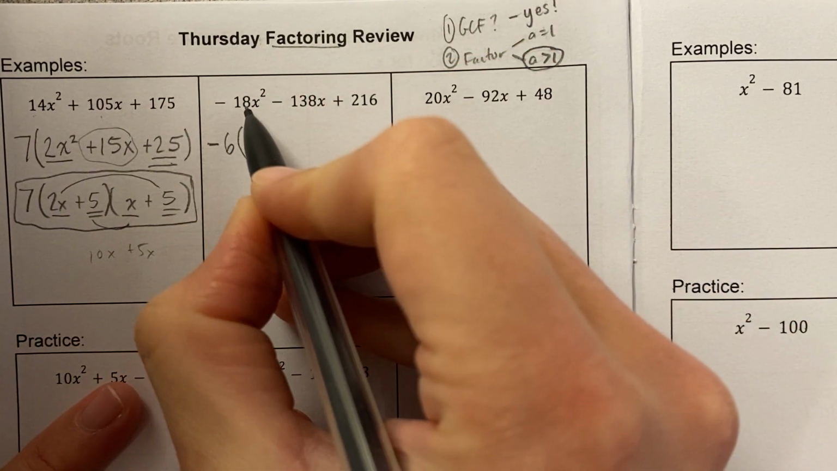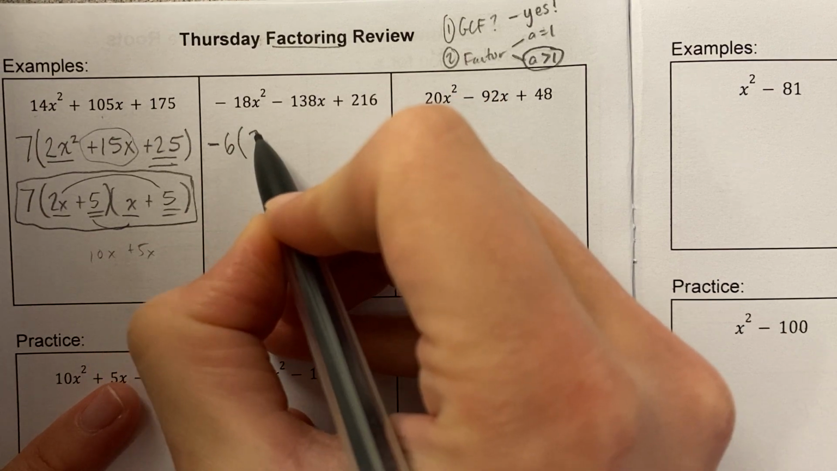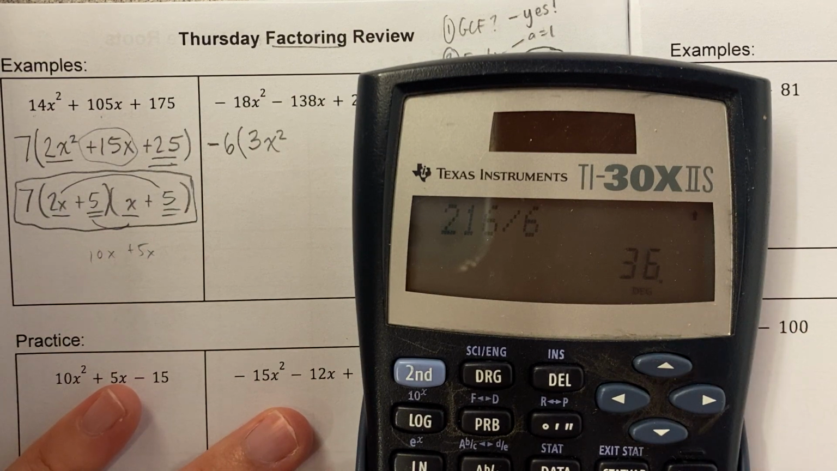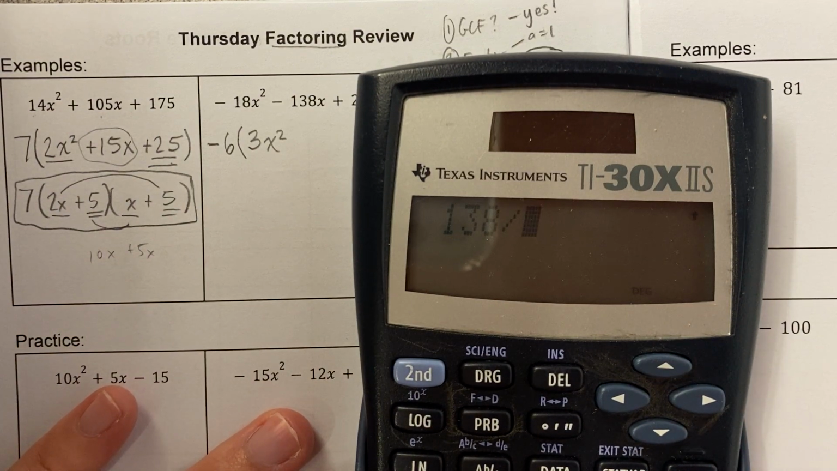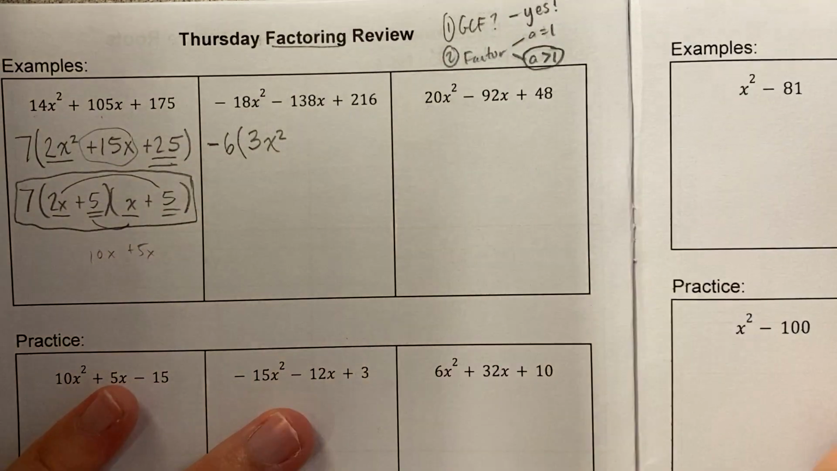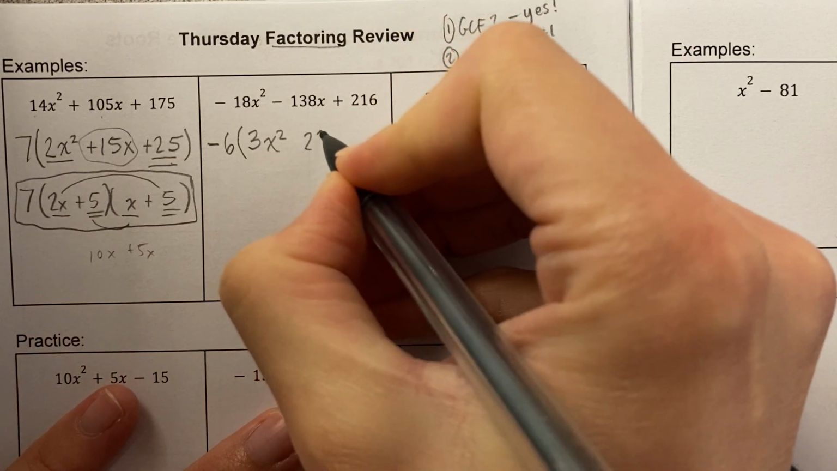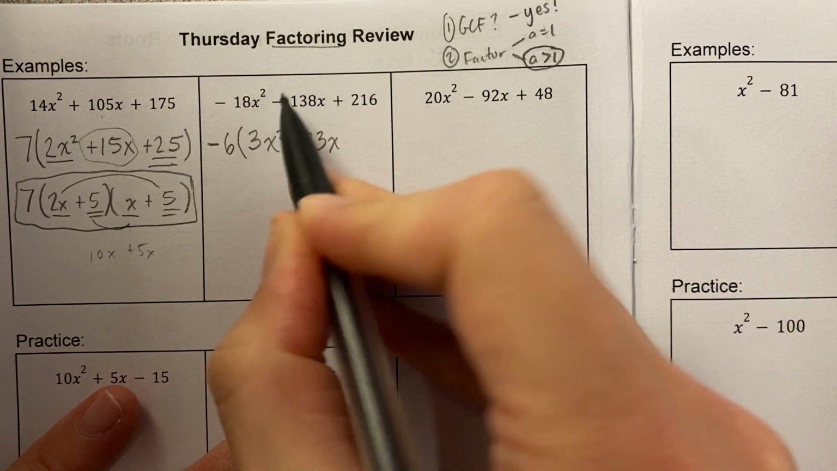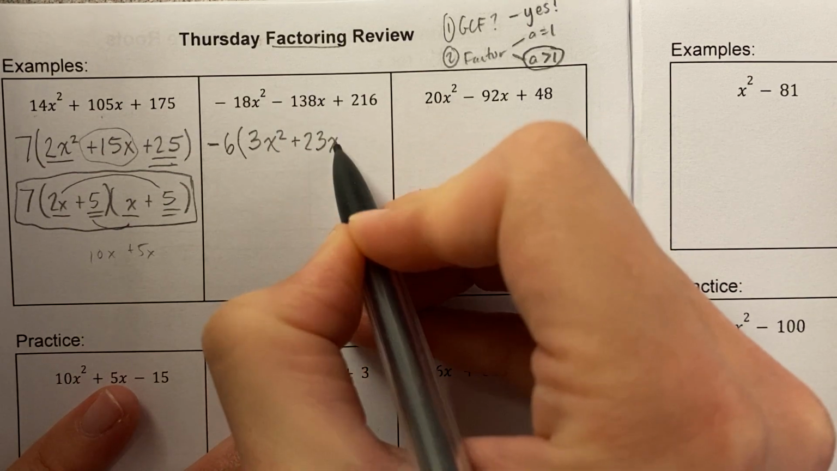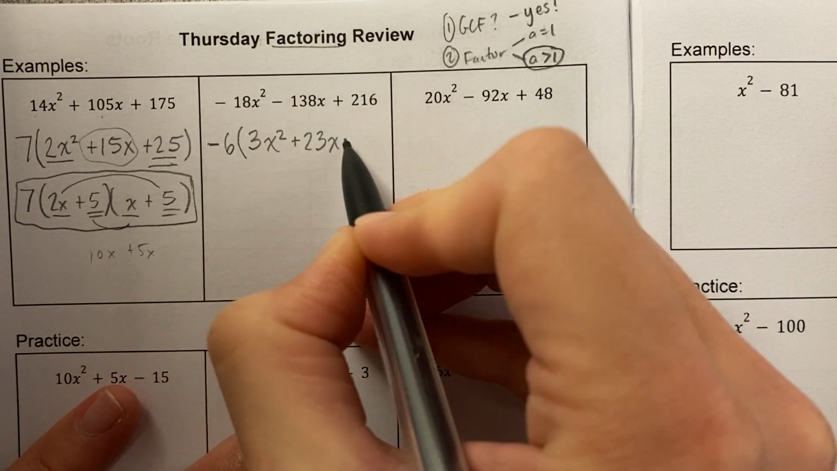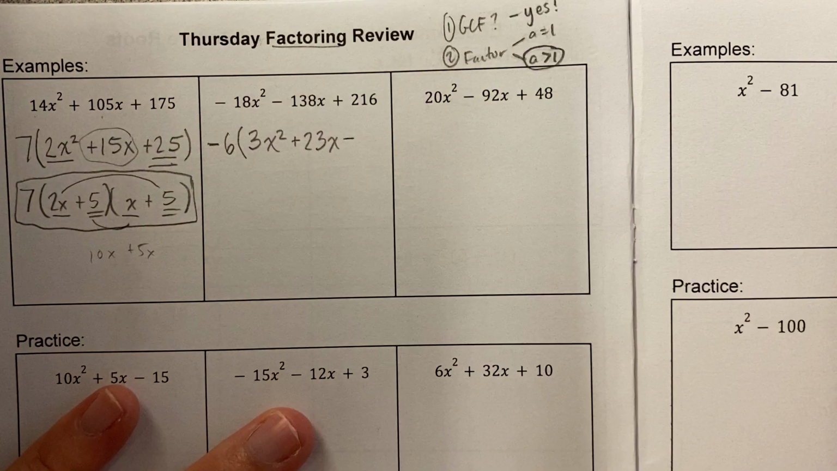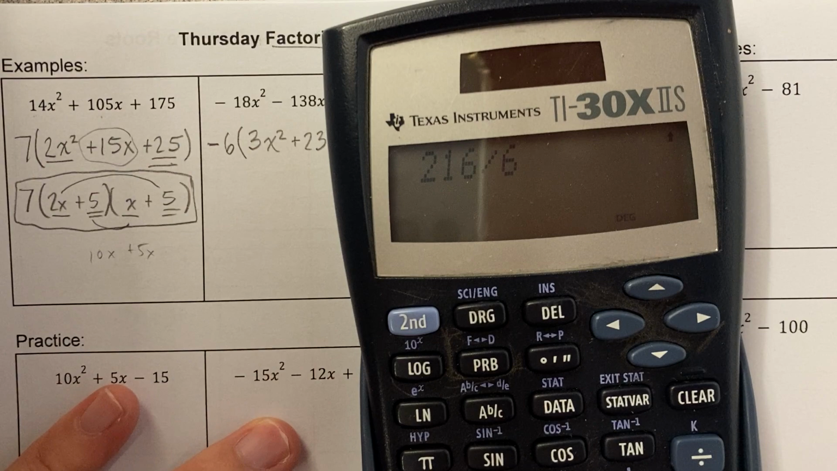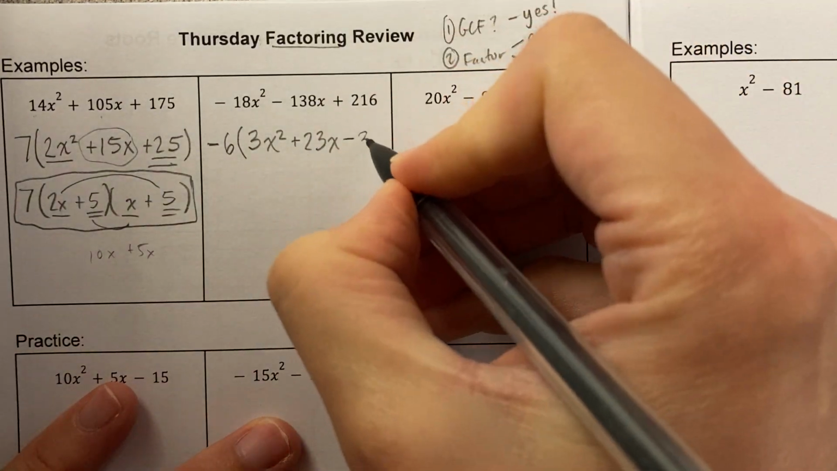Negative 6 times what is negative 18? Negative 6 times 3. All right, and 3x squared is 18. Okay, and then let's see, remember 138 divided by 6 was 23. So this is going to be 23. Now let's talk about signs here. A negative times a positive is a negative. Okay, notice there's an x there. And here, a negative times a negative is a positive. And then what was this again? This was 216 divided by 6, which was 36.